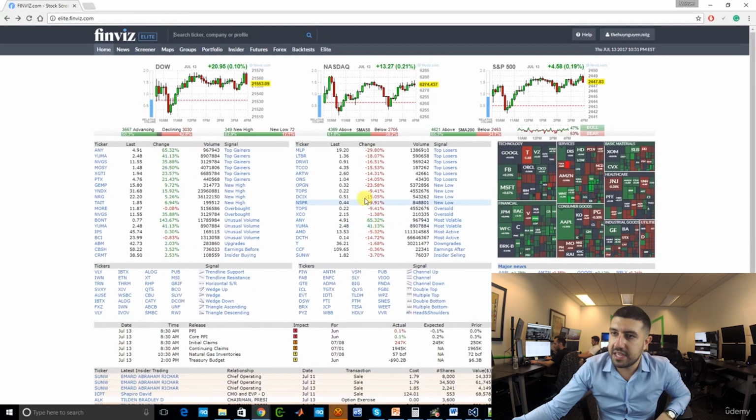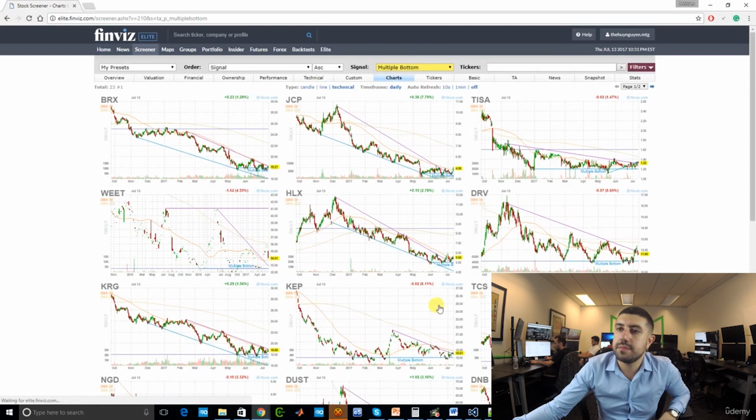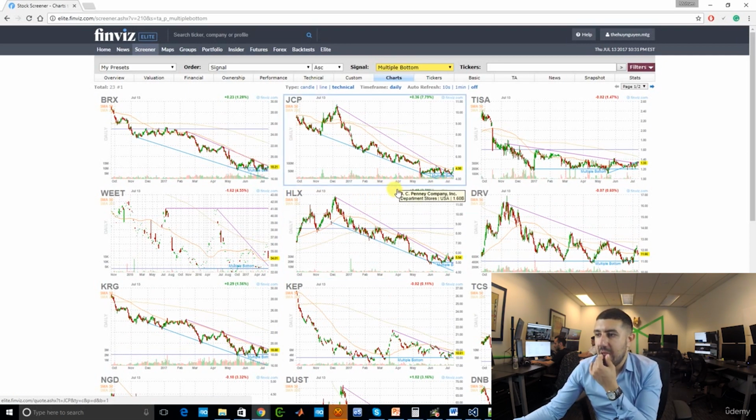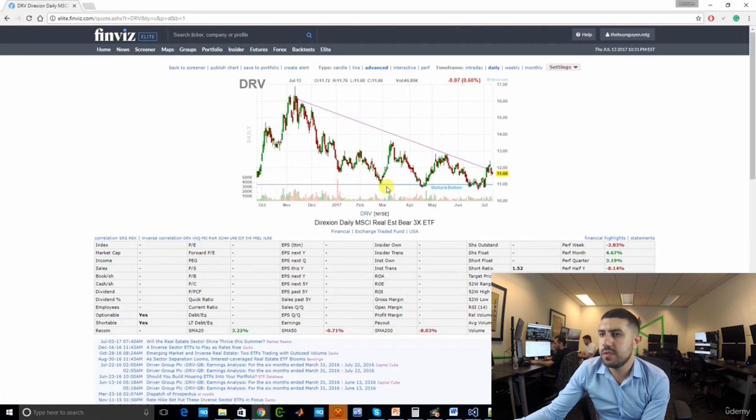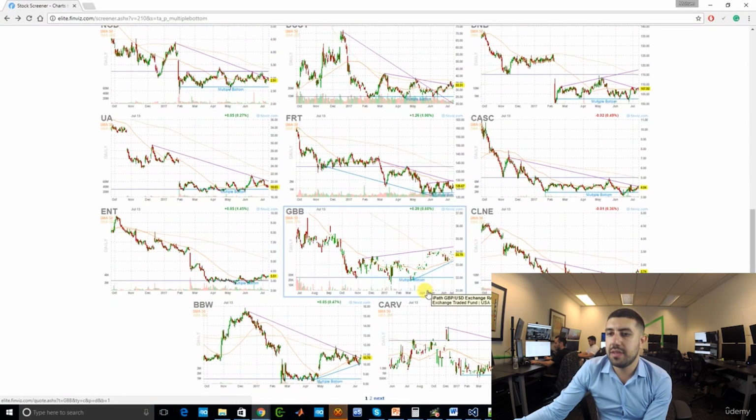And again, they have a section, multiple bottoms. Okay. And in that section, same thing. The stock touches a price level, touches a price level, touches a price level, and is not able to break that price.